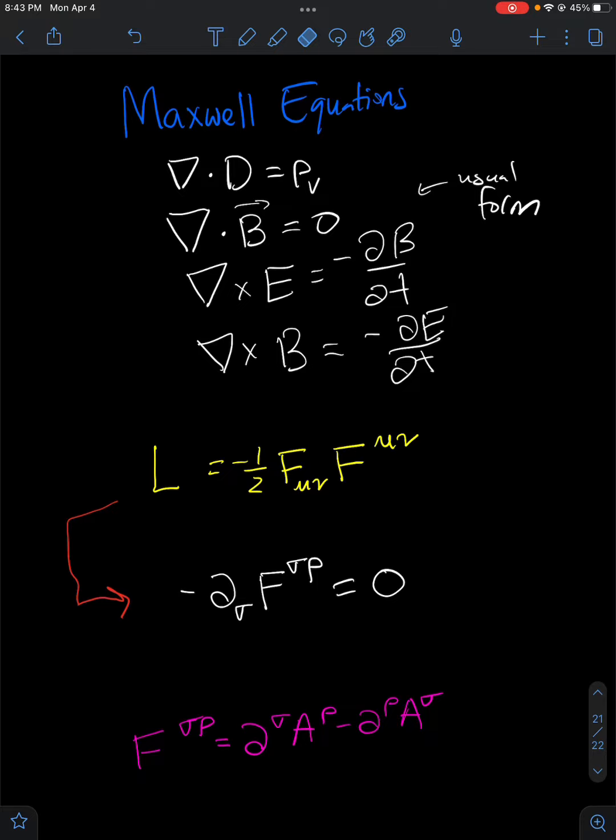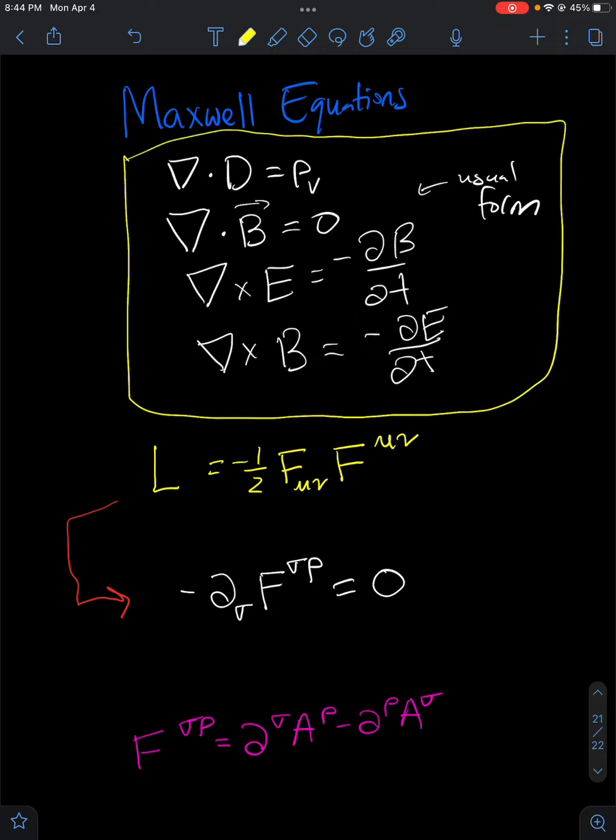And another famous aspect of the Maxwell equations is that they can describe light. So they can describe the propagation of light. Now, here is the usual form of the Maxwell equations. And I wrote this out from memory, so they might not be exactly correct, but it's about correct.